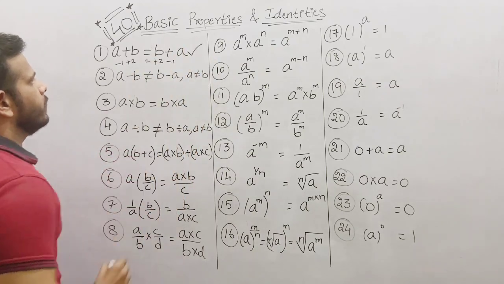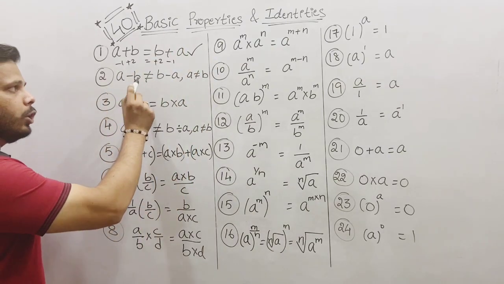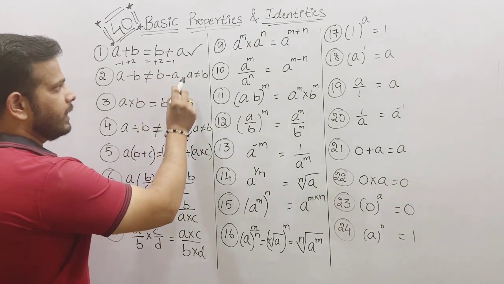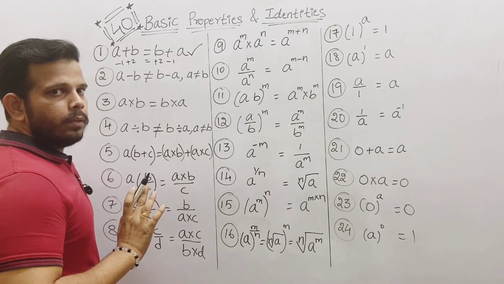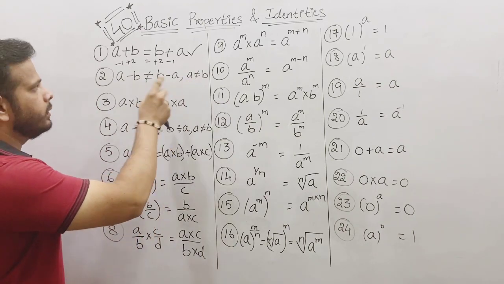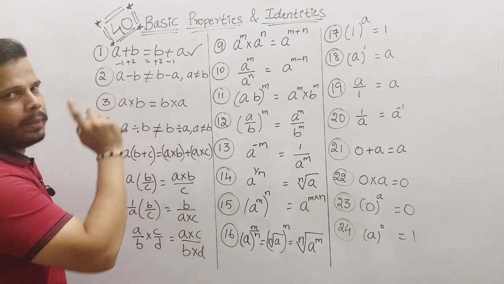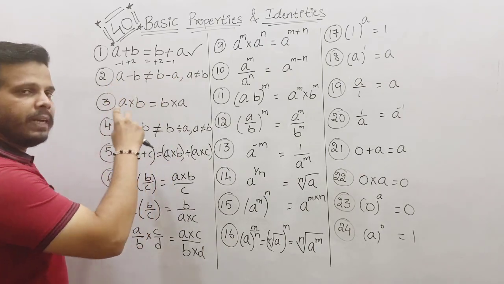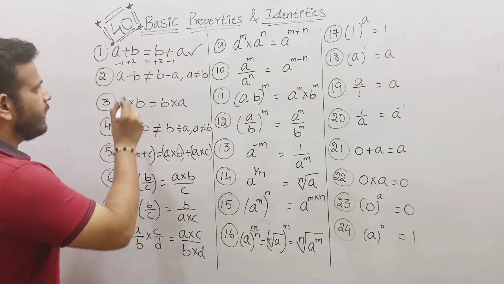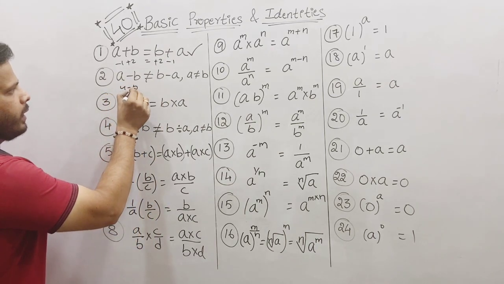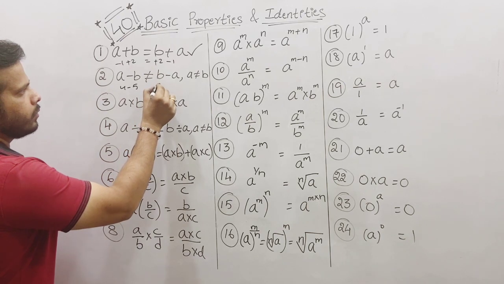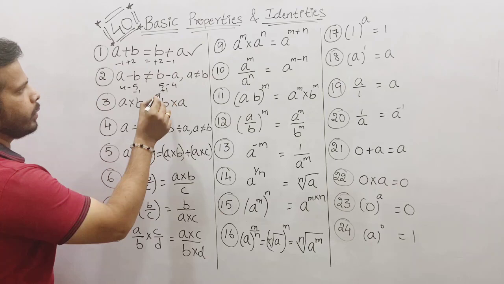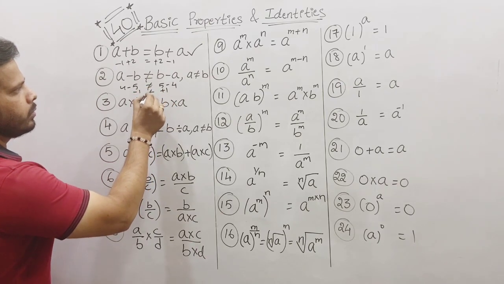Next, a minus b is not equal to b minus a. The condition applies unless a is equal to b. If a and b are equal, then a minus b will be equal to b minus a. If a and b are not equal, then a minus b will never be equal to b minus a. Like 4 minus 5 and 5 minus 4, minus 1 and plus 1, not equal.